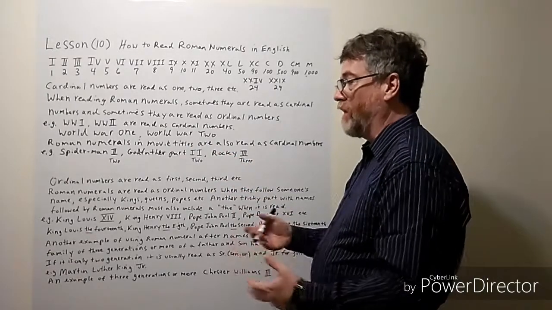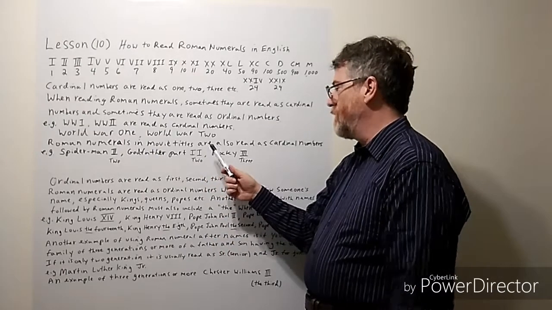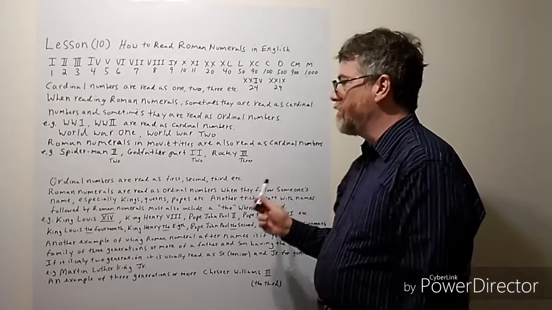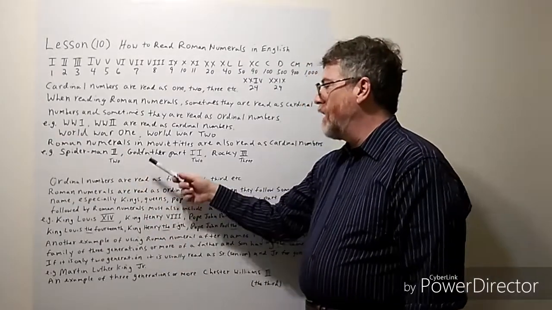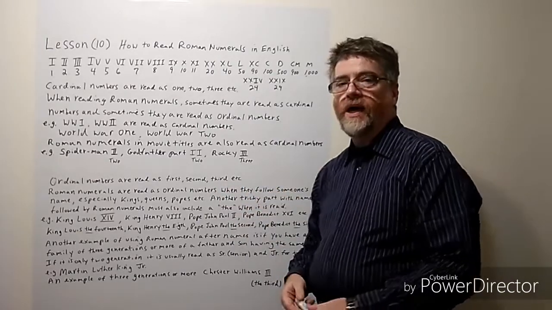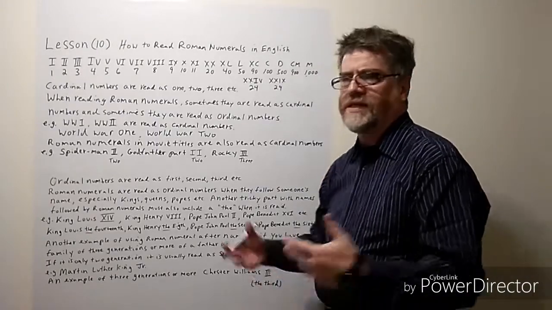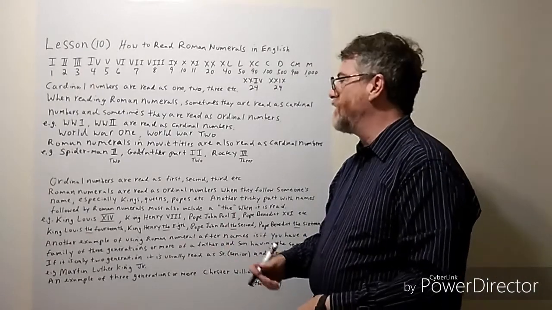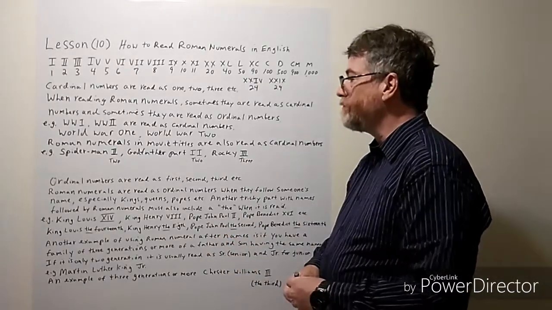Another common one that you might see a lot is Roman numerals in movie titles, which are also read as cardinal numbers. So you might say Spider-Man 2, Godfather Part 2, Rocky 3. So you do come across this, especially today when we have a lot of sequels. And sometimes that's how they simply make the title of the sequel, by adding a Roman numeral.